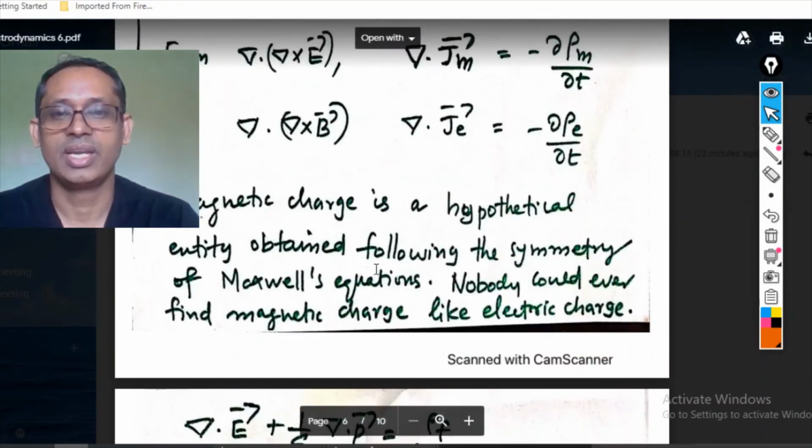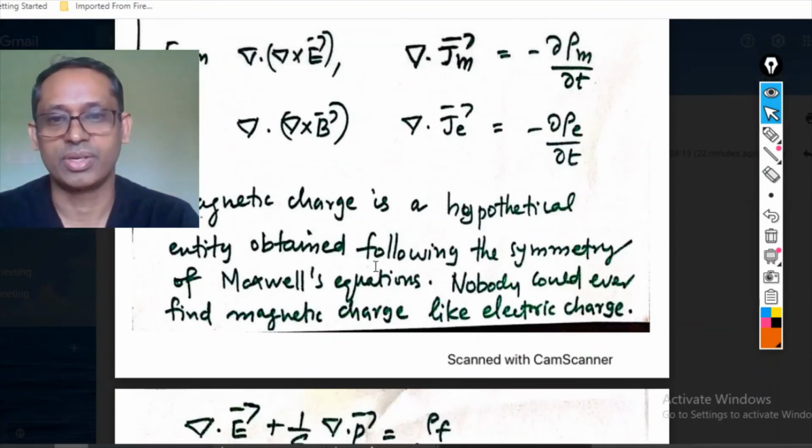But unfortunately, as I said earlier, nobody could ever find magnetic charge like electric charge.